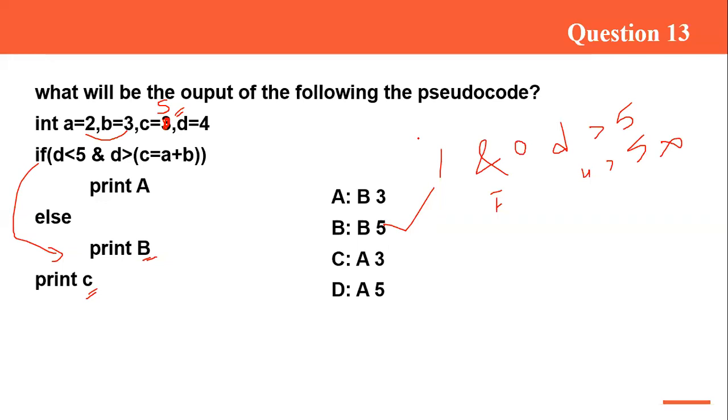C is equal to A plus B. There is an assignment operator. So the value is assigned, then that value will be compared. So C value is updated. Don't make a mistake there. So everyone answered B3. That is the mistake. Don't make such mistakes.